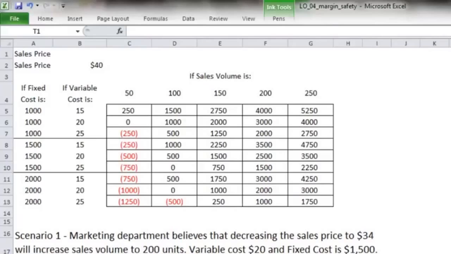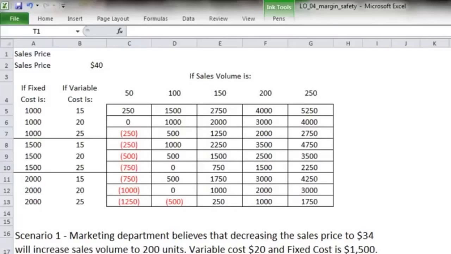In the last video, we looked at margin of safety and how to calculate it, right? The margin of safety gave us an idea of how much risk we were taking, or what type of decrease in sales volume we could take and still break even. That is really what it was telling us.